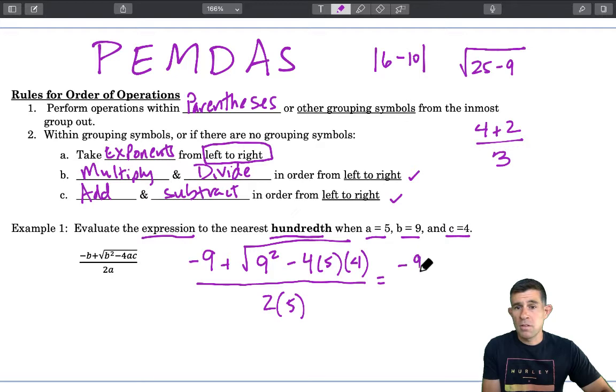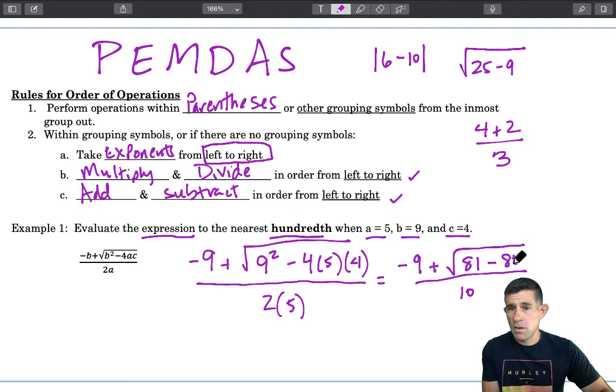And that's going to simplify down to negative 9 plus the square root of 81 minus, now we're going to do left to right multiplication here. That's 4 times 5, which is 20, times another 4, which is 80, all divided by 2 times 5. We're going to simplify that to 10. All right, next up, we're going to simplify what's underneath our radical symbol, which is our square root, and that's 81 minus 80, which is going to simplify to 1. So that's negative 9 plus the square root of 1, all divided by 10.